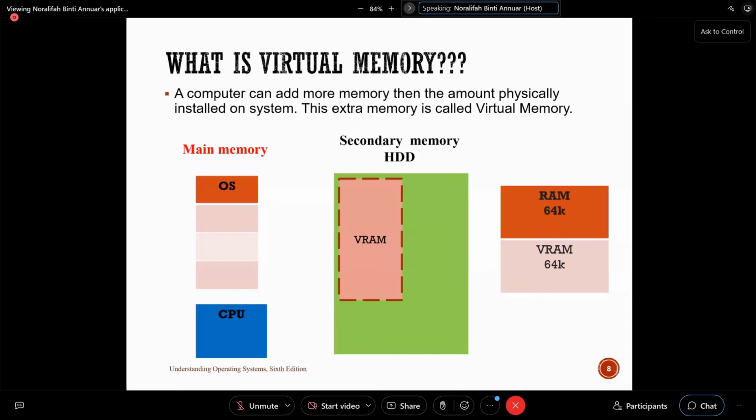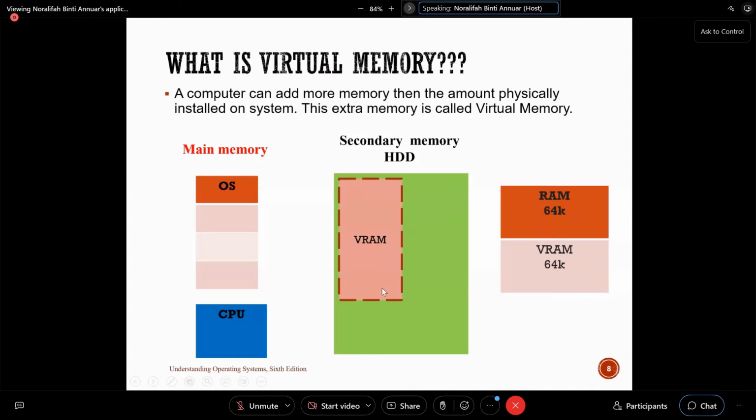Okay, what is virtual memory? A computer can address more memory than the amount physically installed on the system. This extra memory is called virtual. Virtual is no physical hardware. So kat mana you nak create the memory adalah dekat you pinjam the space in the secondary memory or on the hard disk. Hard disk storage, kalau you baca the textbook dia kata disk storage. Hard disk storage is the same thing. It's a secondary memory.